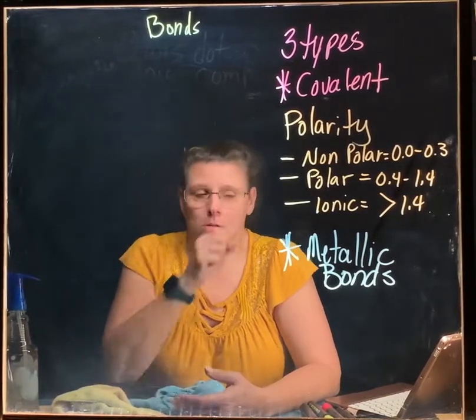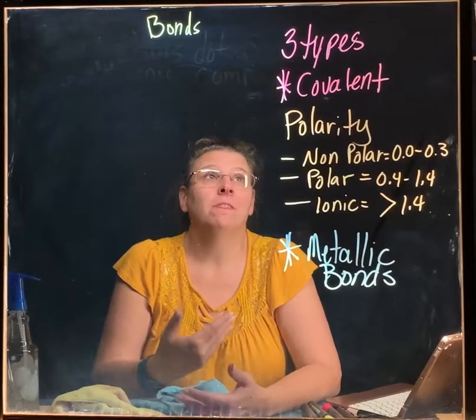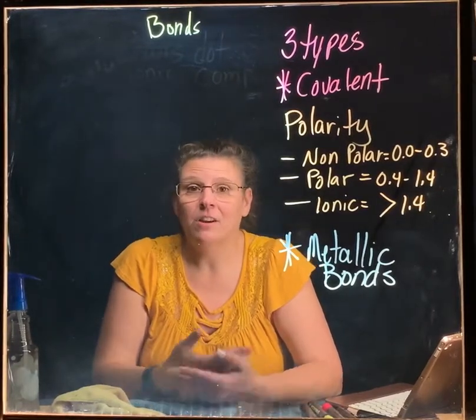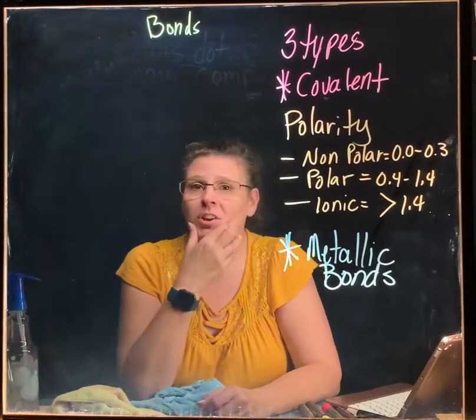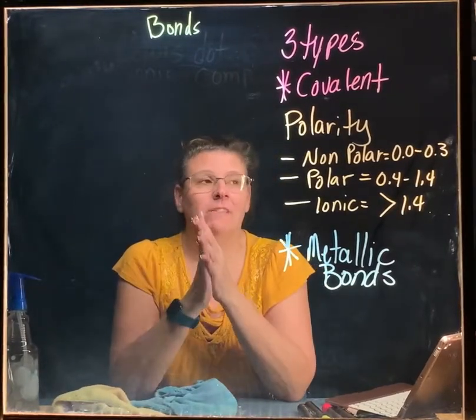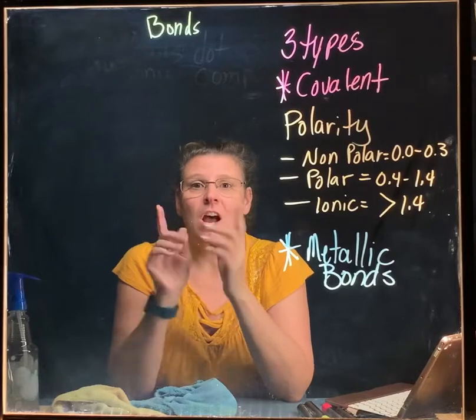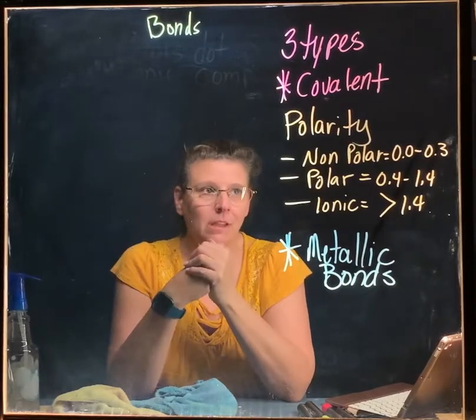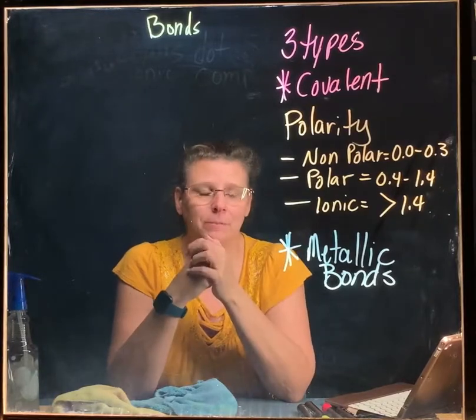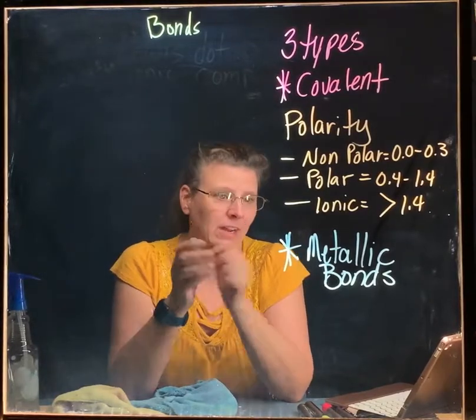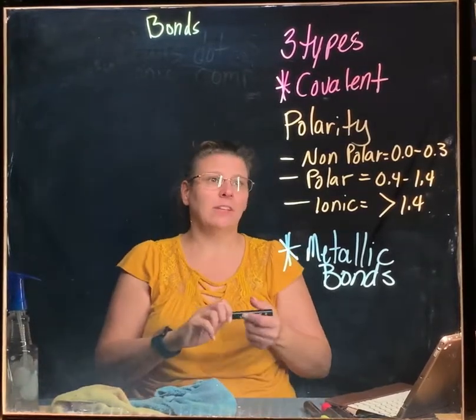The covalent bonds, again, they're going to share electrons. Now, if it's nonpolar, they're going to share it equally. If it's polar, they're going to share it unequally. And if it's ionic, of course, they're going to transfer. So that's why I put it up here. So let's talk about polarity, and then I'll get into metallic bonds.